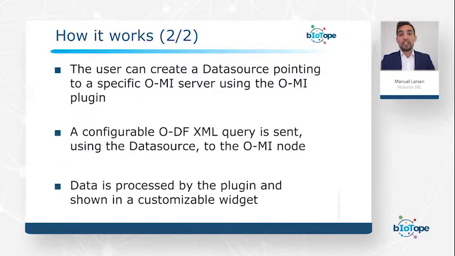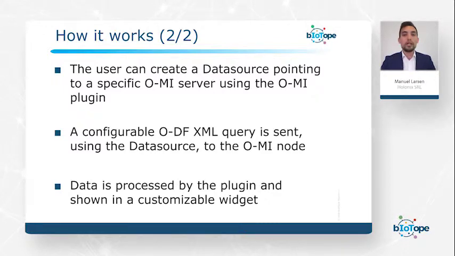Any user of Grafana can use the bIoTope plugin to select any OMI node of their choice as the new source of data and configure a query to retrieve the data to be visualized in the dashboard. The data is then shown using a customizable widget.